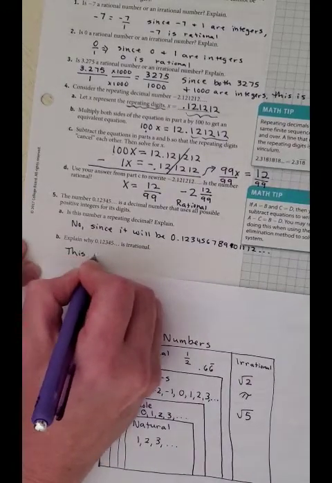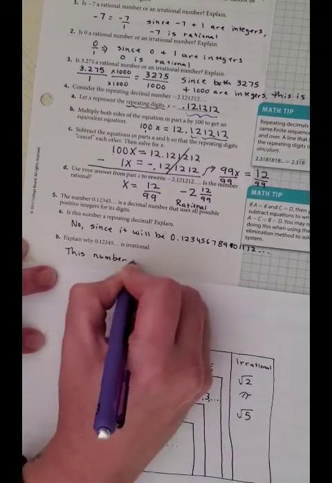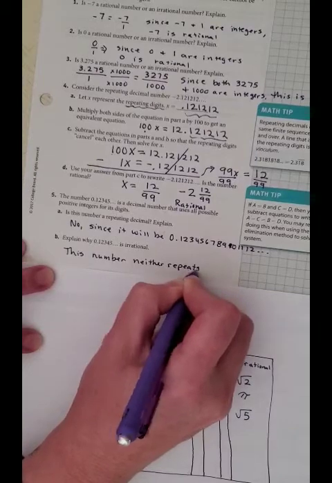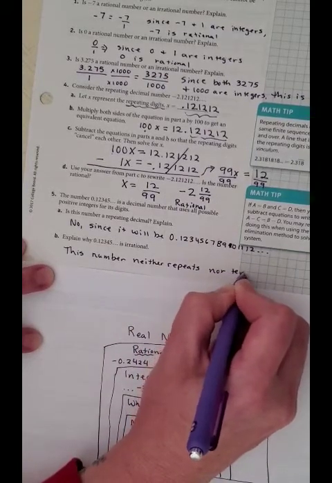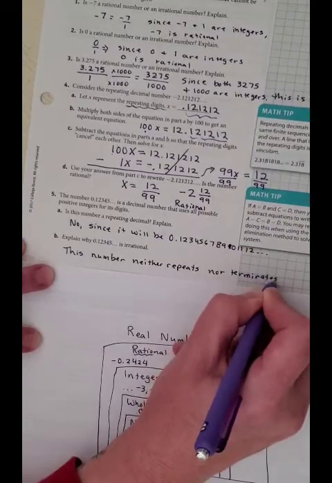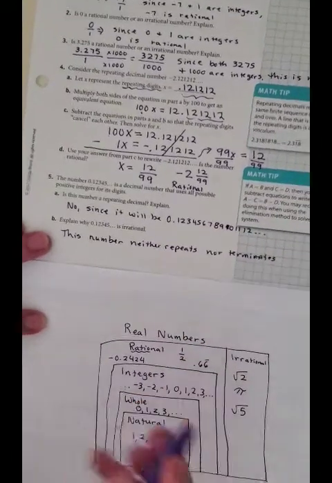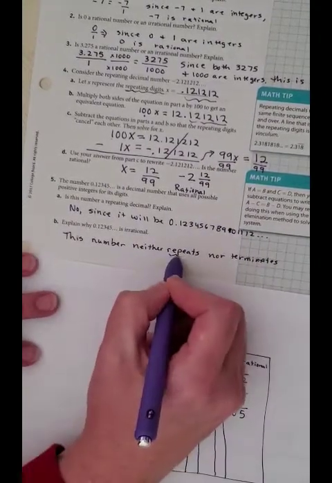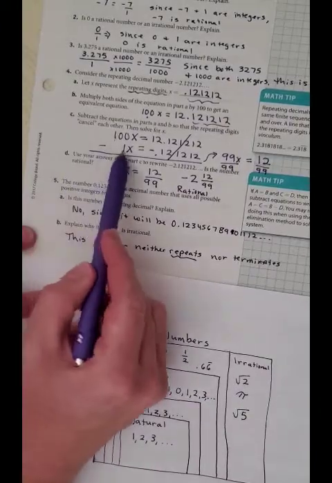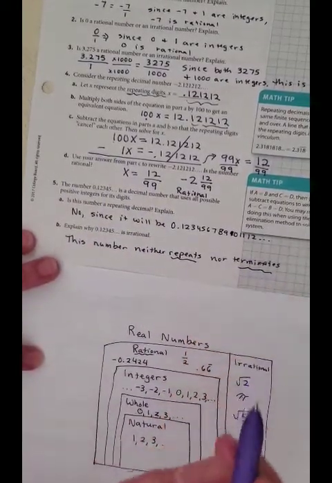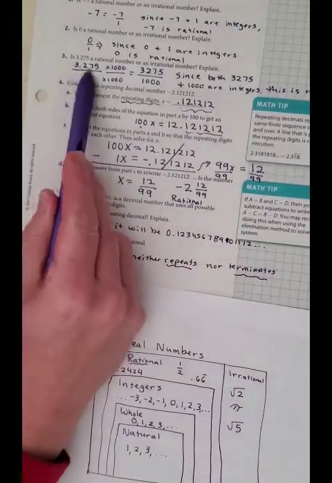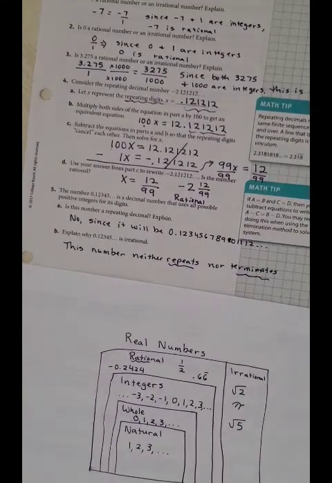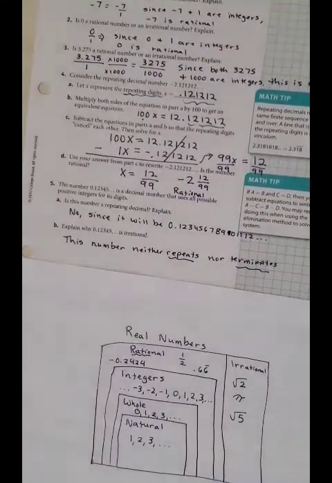This number neither repeats nor terminates. So in order to be rational, the number must be able to be written as a fraction. Therefore, it will either repeat, as we saw in number 4, or it will terminate, as we saw, for example, in number 3. Since it does neither of those, it is going to be an irrational number.